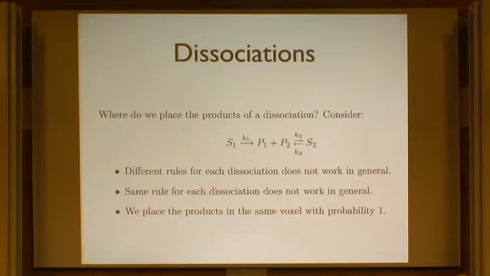On the other hand, you can argue the same way that, okay, let's do the same thing. We've got these probabilities. Why not just place them according to the same probabilities when this happens? But we could easily construct a system where that wouldn't work either. So the same rule does not work in general. So somewhat arbitrarily we decide just to place them in the same voxel with probability 1, so that it's well defined for all dissociations in the system.